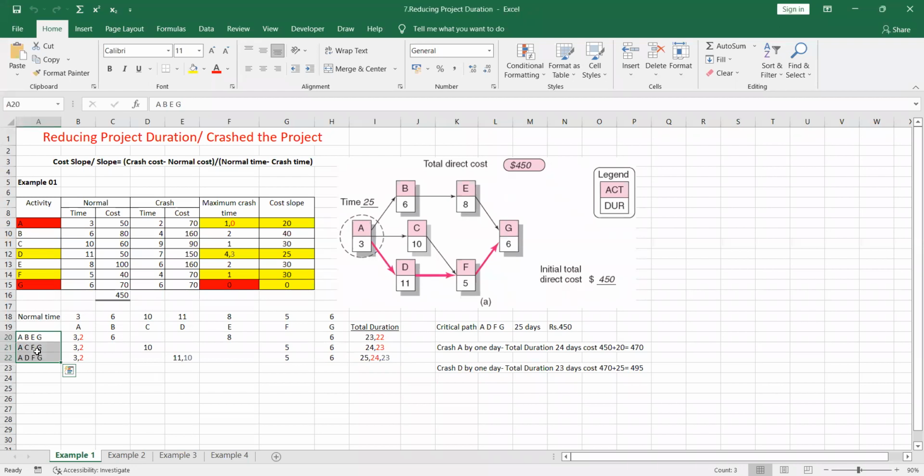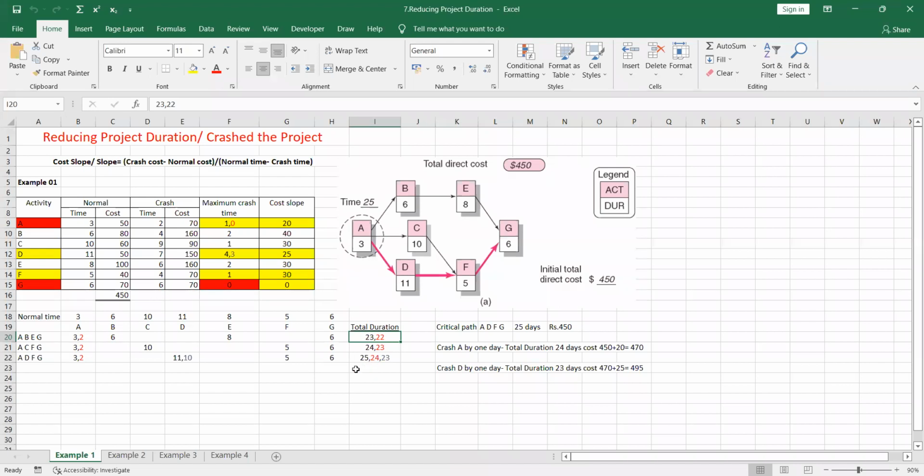After writing these 3 paths, you have to write down your activities vertically, right? After writing down the activities vertically, you can write down the normal time as well. After writing down normal time, it would be easier for you to take the normal time to your path. So for the first path, A, B, E, G, I have taken the summation: 3 for A, 6 for B, 8 for E, and 6 for G. And I have taken the total duration, which is in black color, for each of these 3 paths.